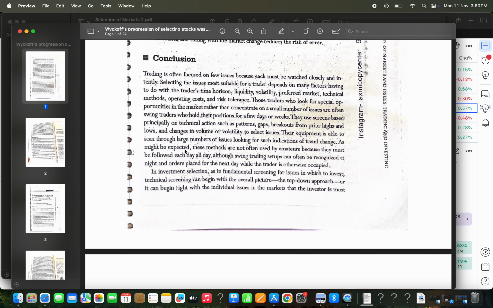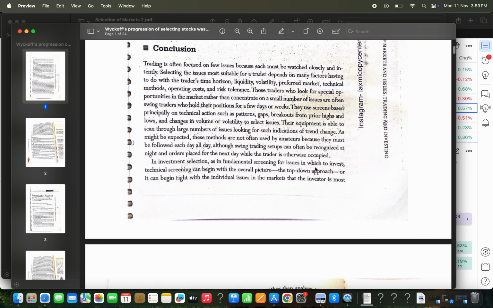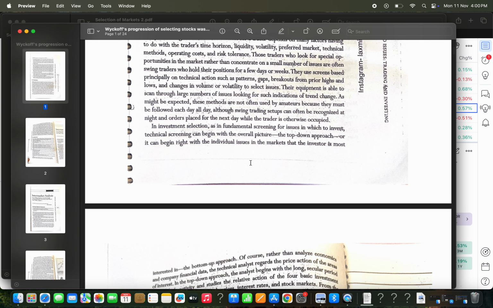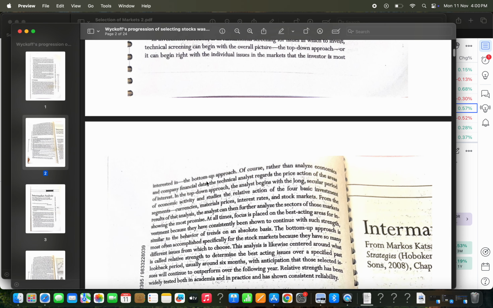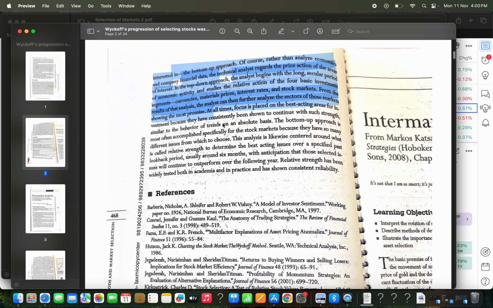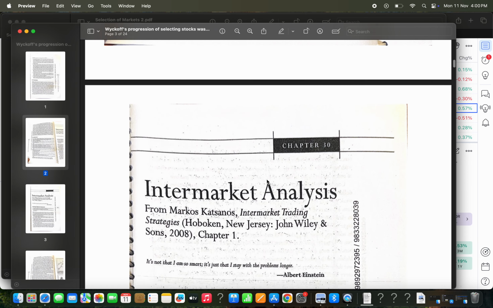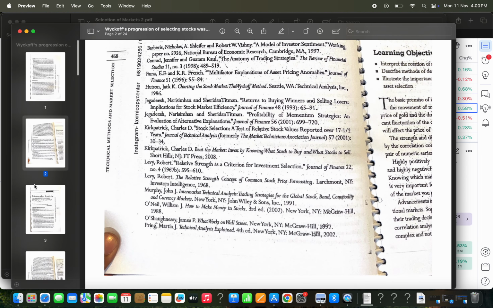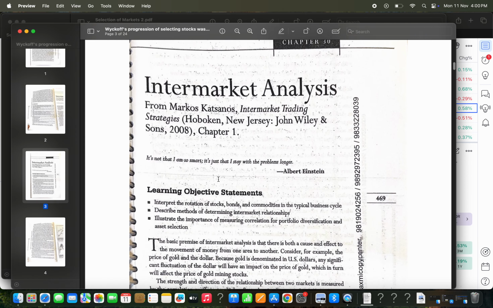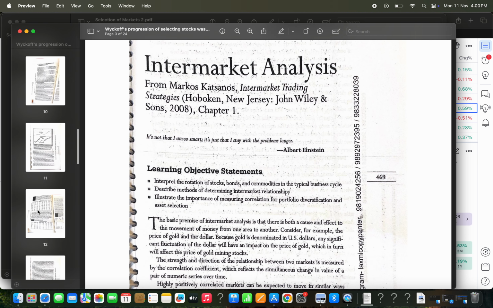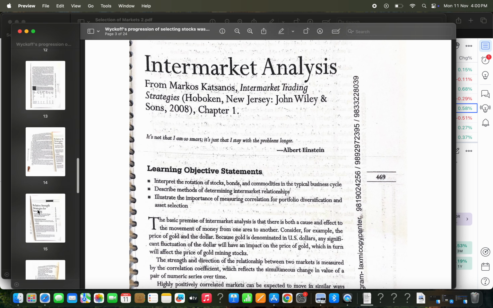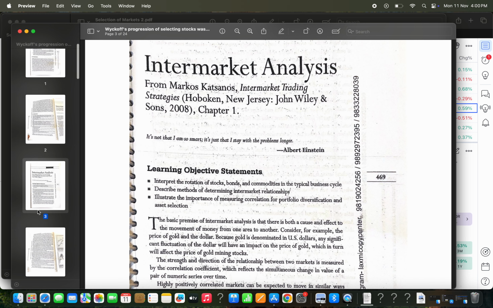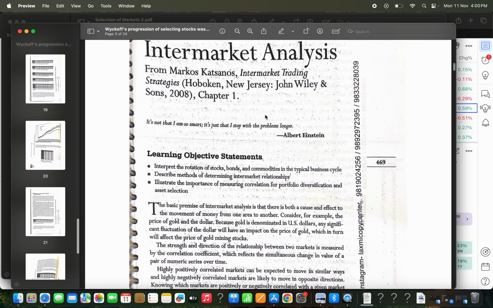As might be expected, in investment selection, as in fundamental screening for issues, technical screening can begin with the overall picture, the top down approach, or it can begin with the individual issues, which is the bottom up method. Okay, so that's it with this chapter. This was quite long and it can be quite theoretical in nature, but it is a very important aspect in the exam. Thank you.